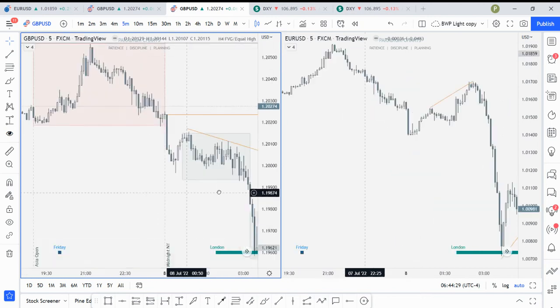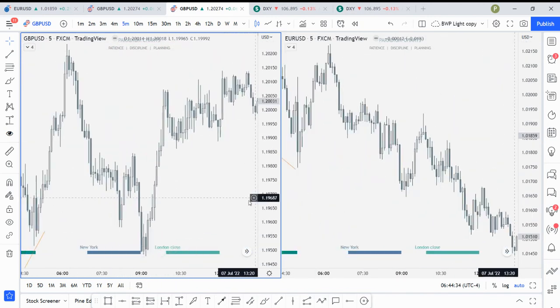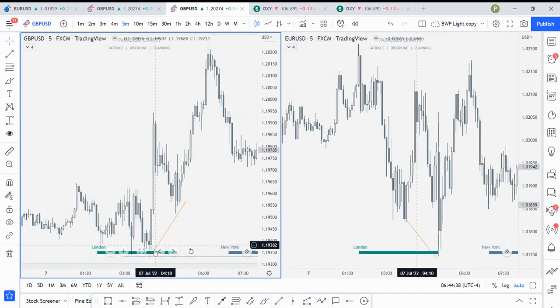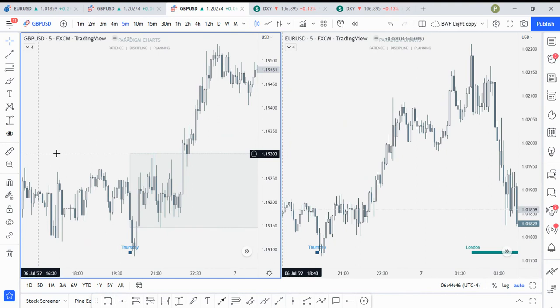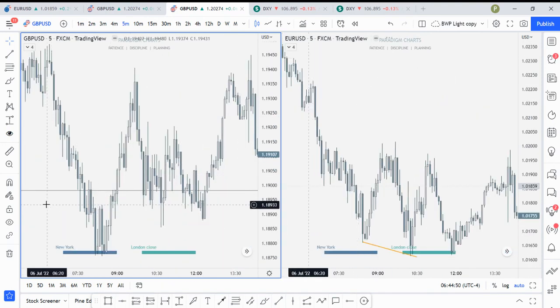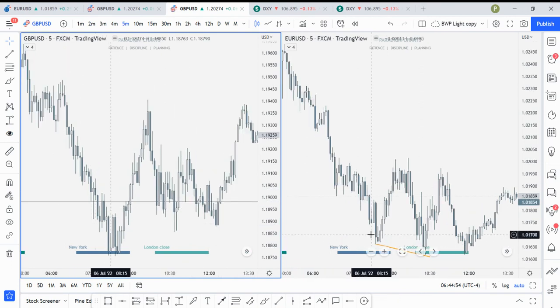Let's look at the other examples that I showed you. What do you see here? This is inside the London Q zone. Let's look for more examples. This is the other one I showed you.